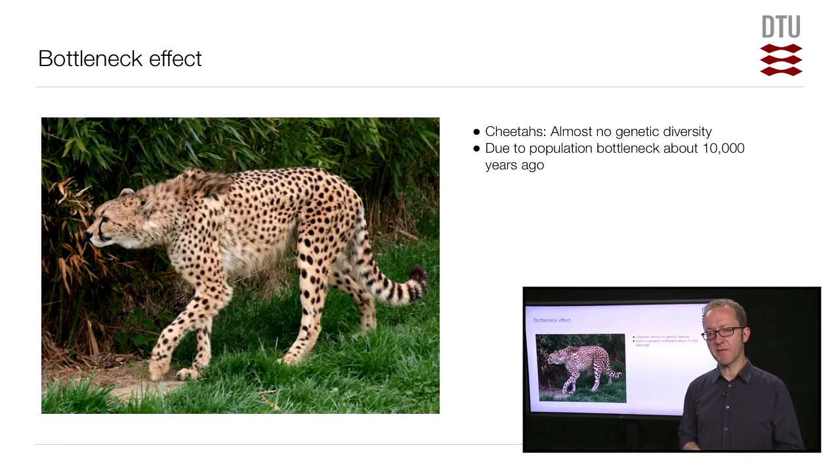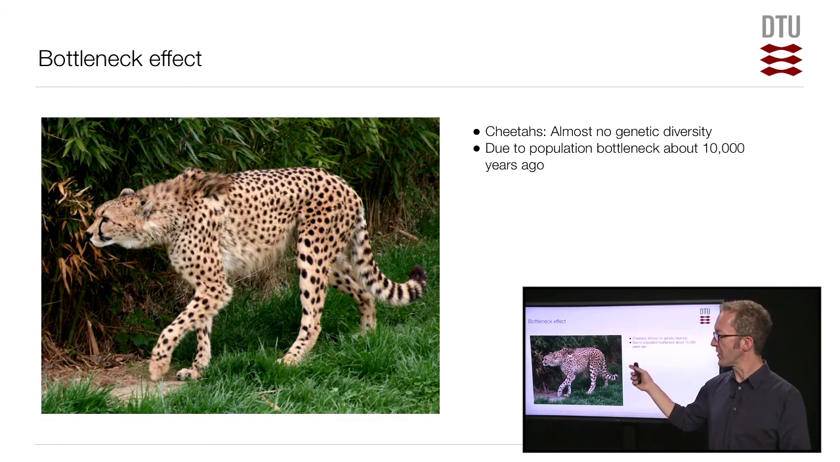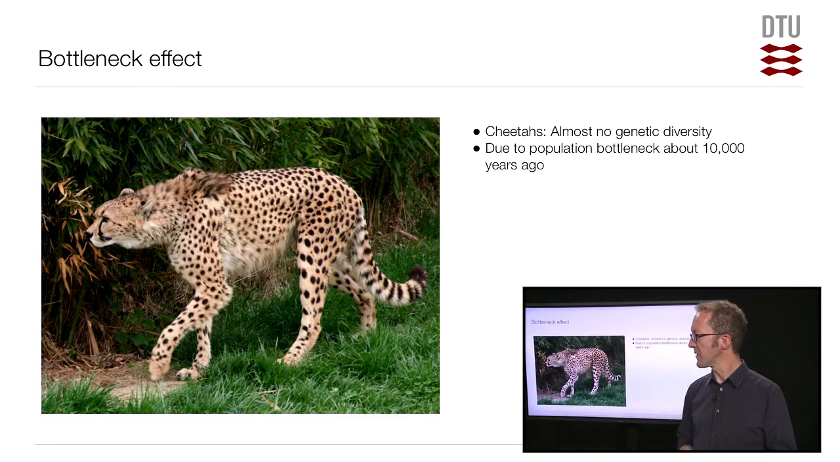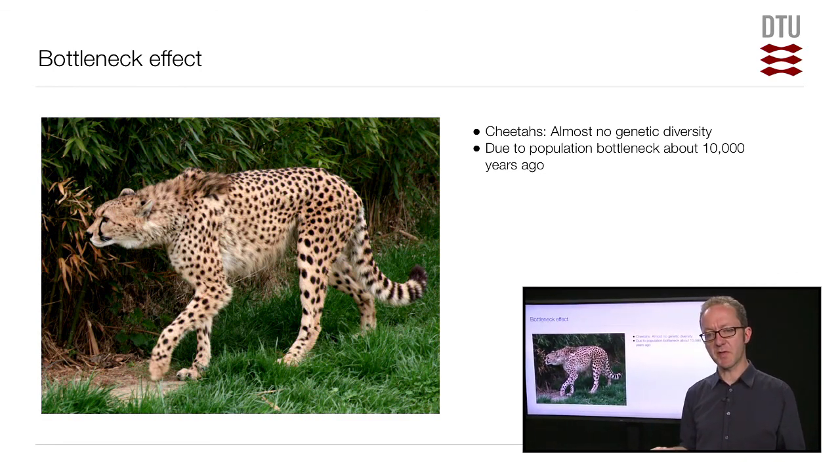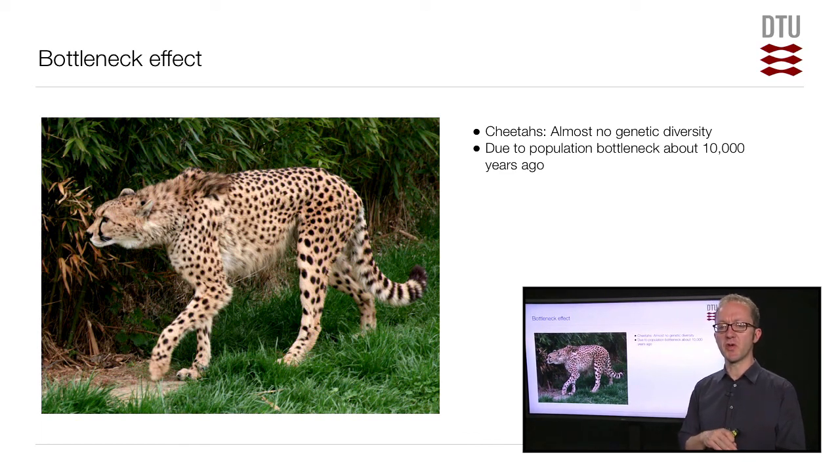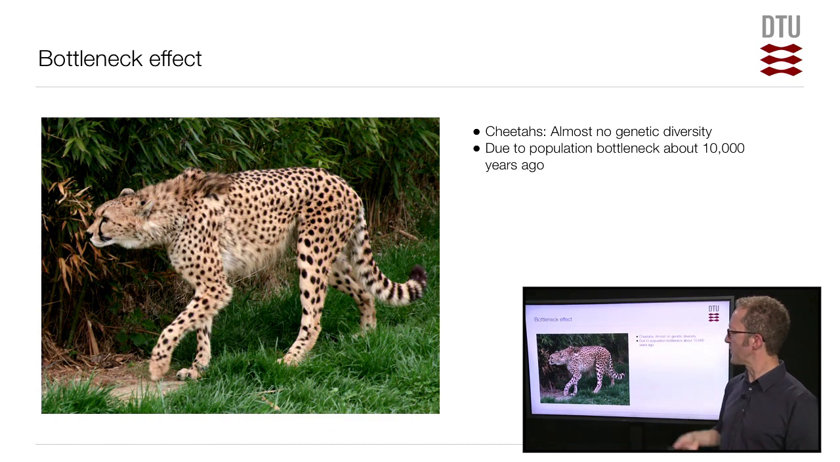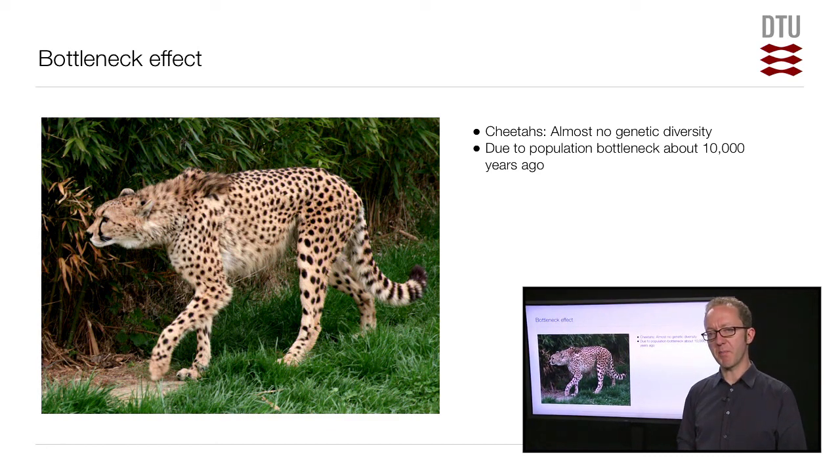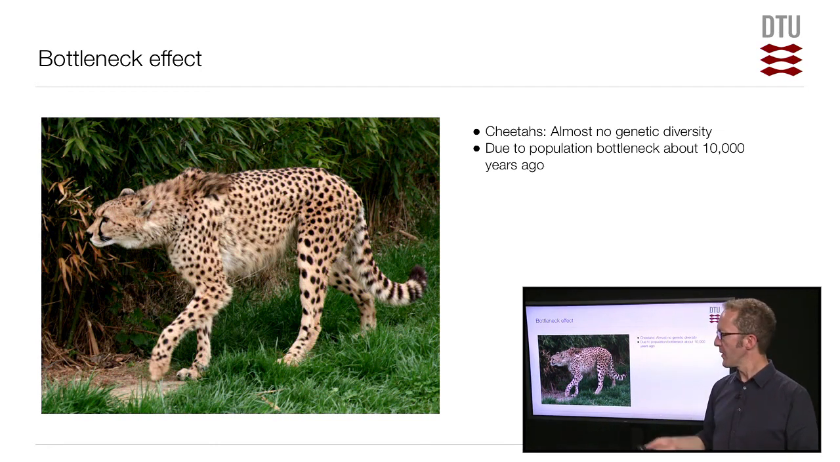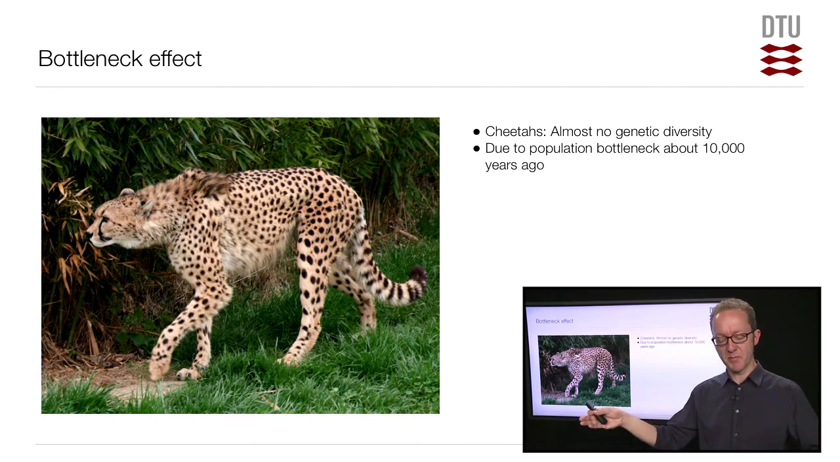Examples from real life of bottleneck effects is, for instance, the cheetah. If you look at the genomes of different cheetahs, it turns out there's almost zero genetic difference between them. This, it's been inferred, must be caused by a bottleneck event in the cheetah population about 10,000 years ago that caused there to be only very few surviving individuals, and all the present-day individuals have derived from those few survivors.